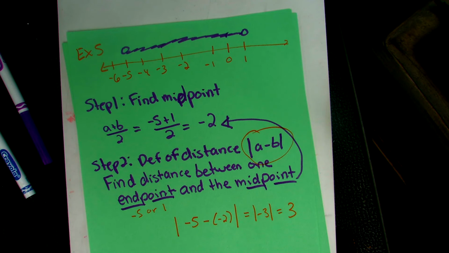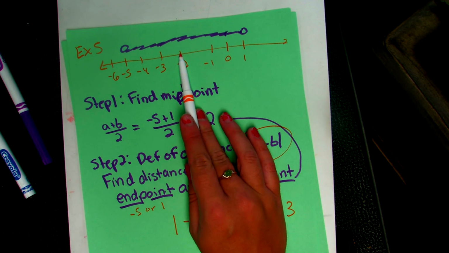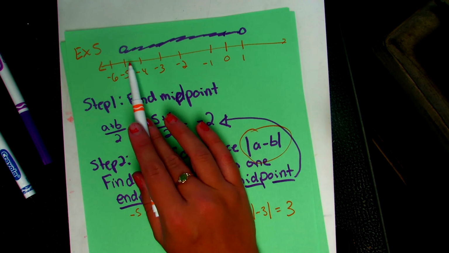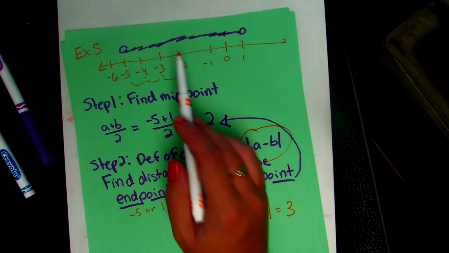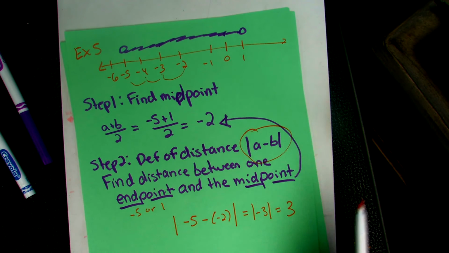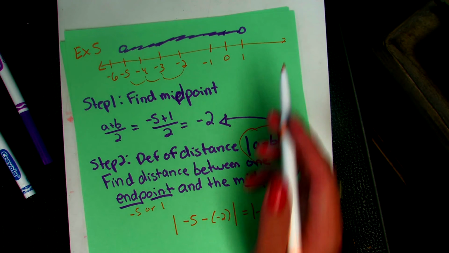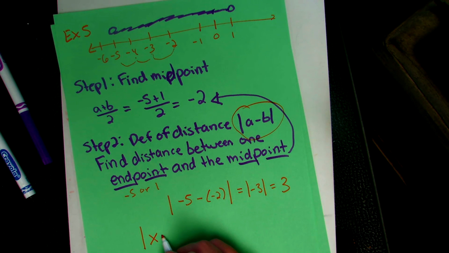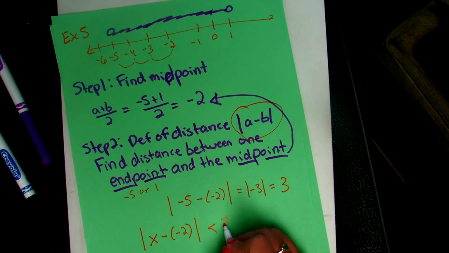So what this is saying is that the distance between a number and negative 2, my midpoint, has to be less than 3, because this is 1, 2, 3, if you think about it, right? So the distance between a number and the midpoint, which was negative 2, has to be less than 3. So I'm going to go ahead and write that. The distance between a number and my midpoint has to be less than 3.